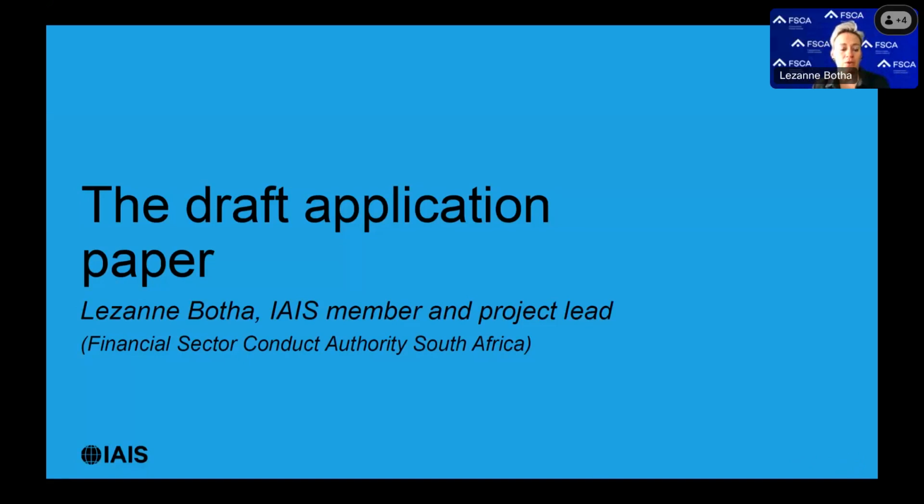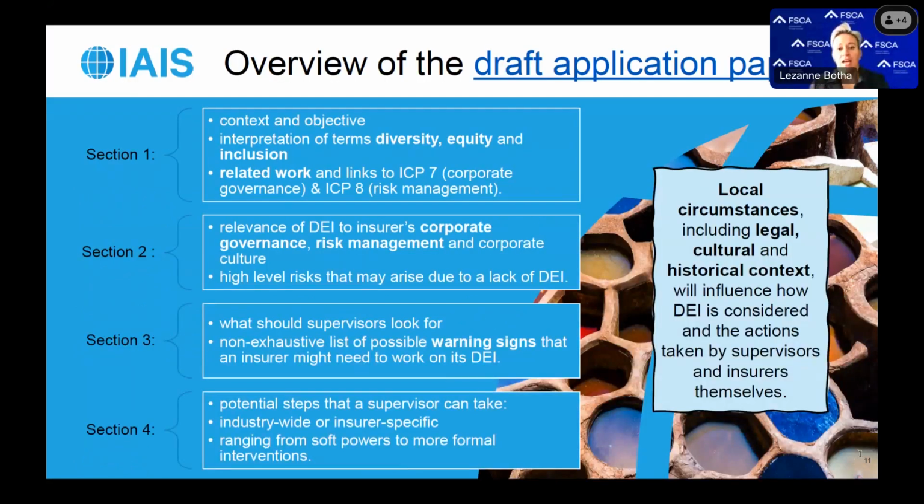Starting with an overview of how the application paper is structured. Section 1 introduces the objective and the context of the paper and the interpretation of the terms diversity, equity, and inclusion. It then explains the related work by the IAIS and the links to ICP 7 on corporate governance and ICP 8 on risk management.